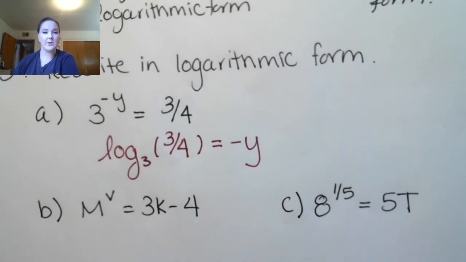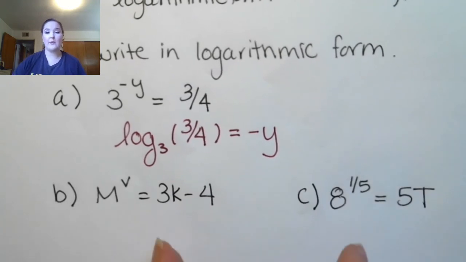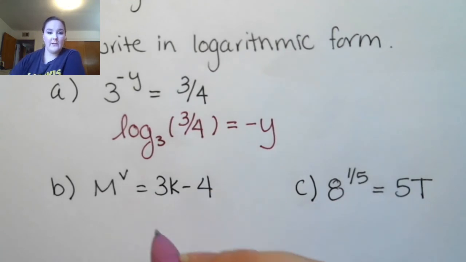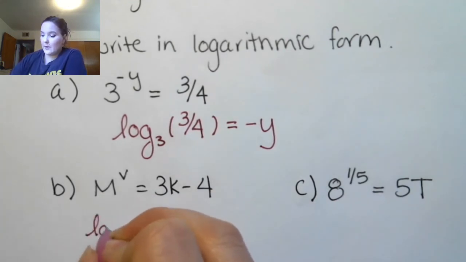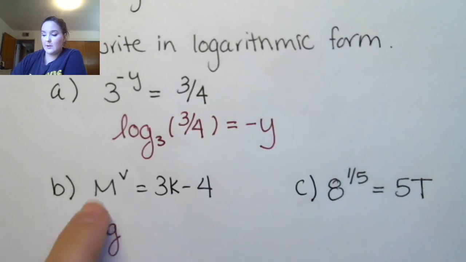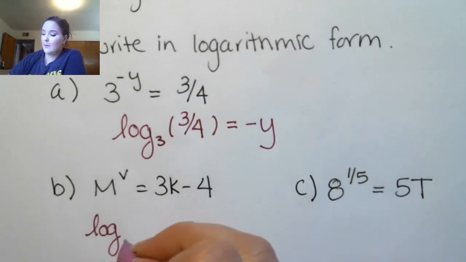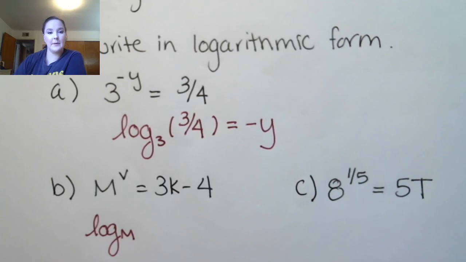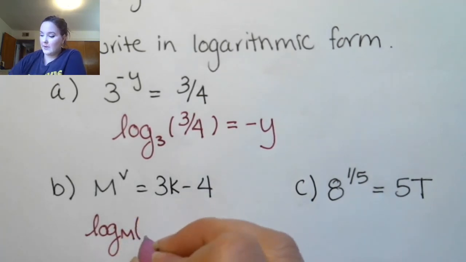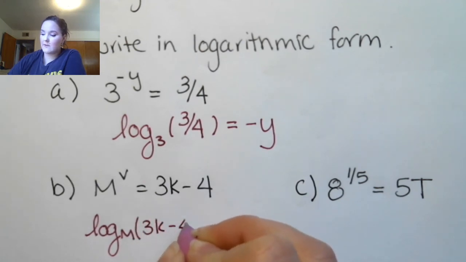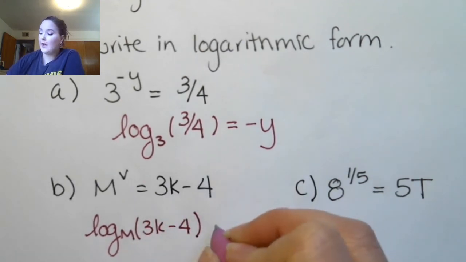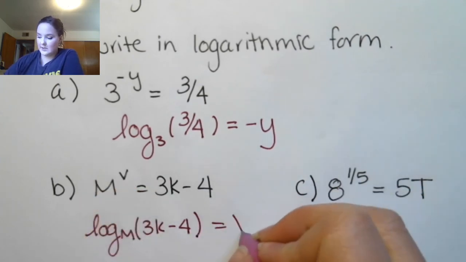Okay, so I want you guys to go ahead and pause the video now and write down your answers to these in log form, right? These are both given in exponential form. You rewrite them in log form. Okay, now that you have your own answers, let's look at these. So the base of the exponent is going to become the base of the log. So the base of our exponent is m, so the base of our log is m. Okay. The right side is going to become the input, so 3k minus 4, the whole thing. And then our exponent becomes our answer.